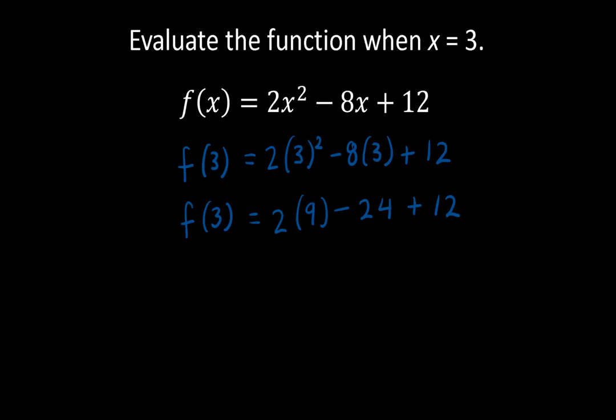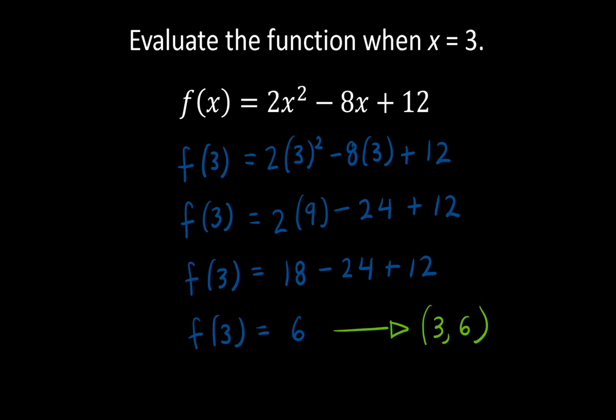2 times 9 gives us 18. So we have 18 minus 24 plus 12. And 18 minus 24 plus 12 gives us 6. So f of 3 equals 6. Another way to say this is that the function f, when evaluated at 3, gives us a height of 6. F of 3 equals 6 corresponds to an ordered pair that would be on the graph of this function 2x squared minus 8x plus 12. That would be the point 3, 6.